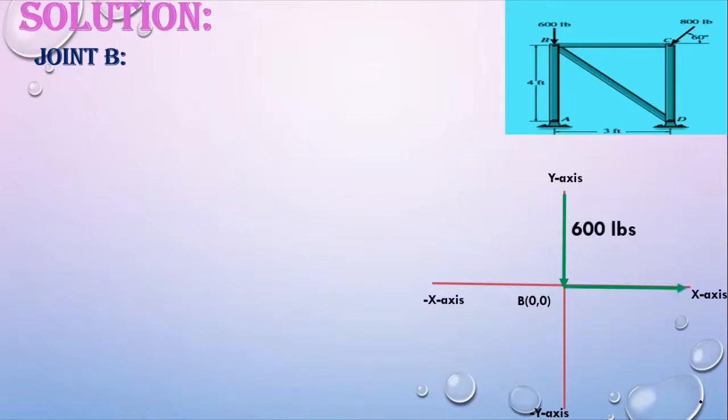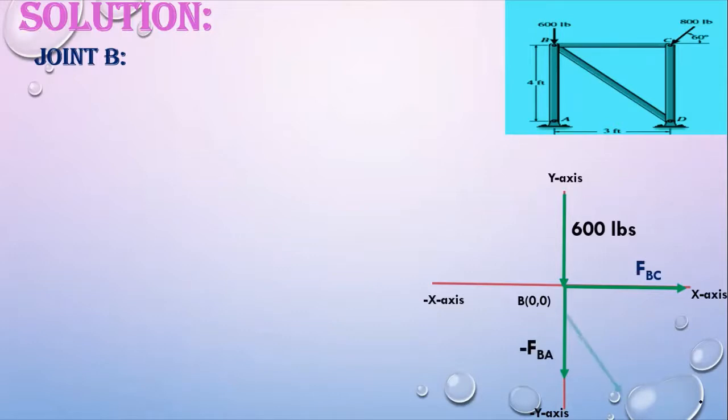Then there is FBC. It should be positive one because this is the member force and it is acting exactly on the positive x-axis. So this should be positive. Then there is another member force which is acting directly on the minus y-axis. So it should be minus 1, that is minus FBA.